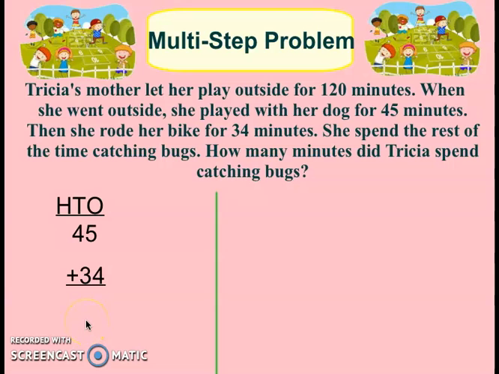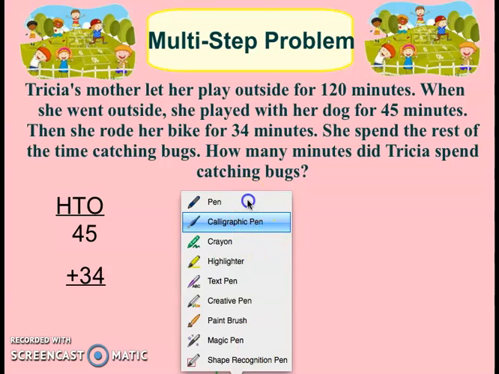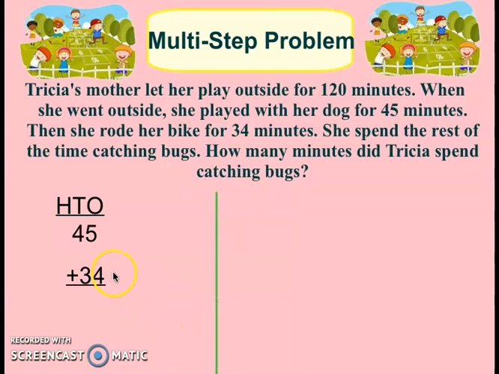Let's begin. Let's add our ones place first. So we have 5 ones plus 4 ones. That will give us 9 ones. Then we go to our tens place. We have 4 tens plus 3 tens. There we have 7 tens.